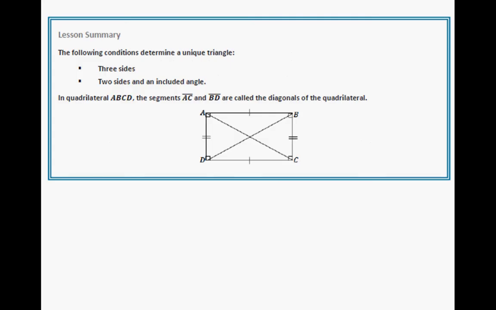So the following conditions determine a unique triangle: 3 sides or 2 sides and an included angle. So in the quadrilateral ABCD, the segments AC and BD are called the diagonals of the quadrilateral. Notice that they make triangles if you split these up.